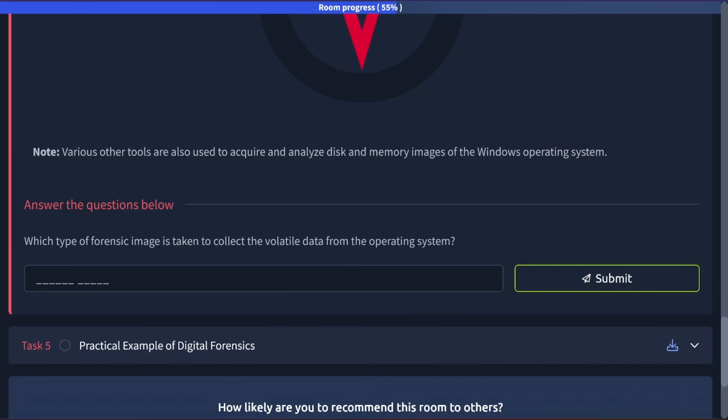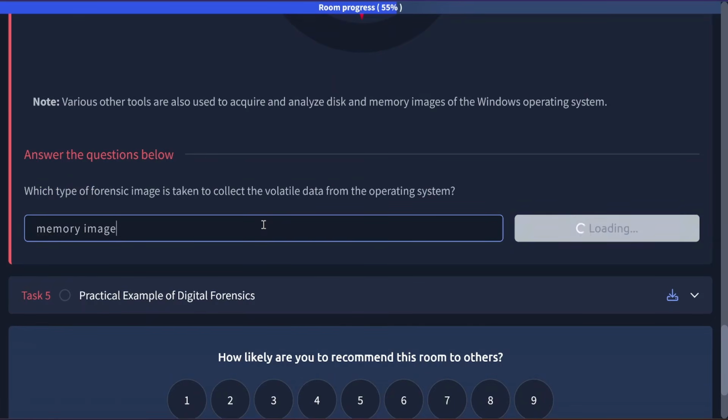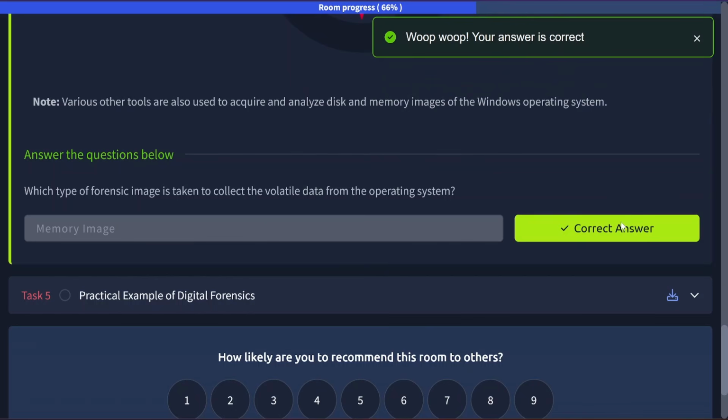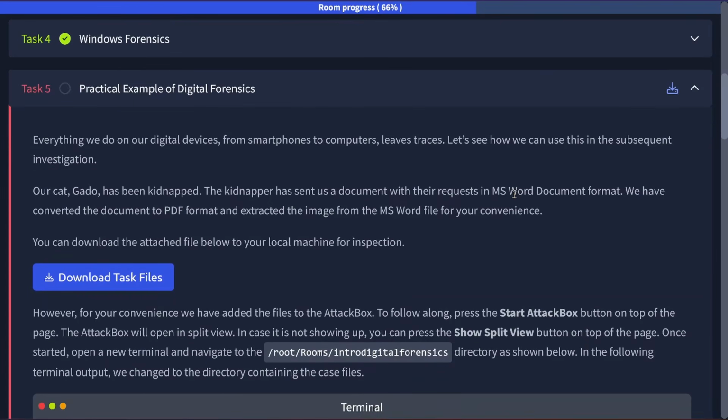So anyways, let's jump down to the question. Which type of forensic image is taken to collect the volatile data? That would be a memory image, because that's volatile. Okay, so with that, we're done with task number 4. Now it's on to task number 5. Practical example of digital forensics.